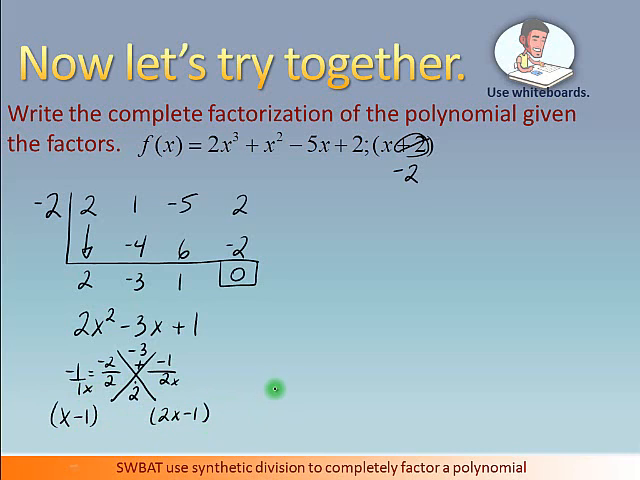So now we're going to write the complete factorization. x plus 2 was given to me as a factor, and then we found x minus 1 and 2x minus 1 as the other factors. So that would be the complete factorization.